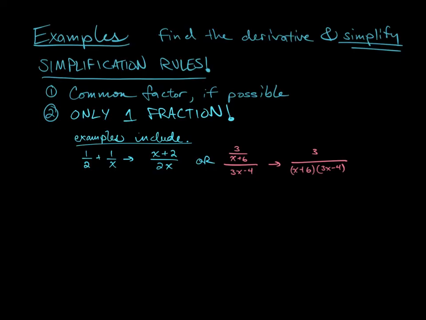That being said, with the previous two examples of derivatives, you notice that there wasn't too much simplification happening. And that is because I have not given you some simplification rules for derivatives. And that means when you see these words, find the derivative and simplify, there are some rules that you should follow. The first one being common factor if possible. If you can common factor something out of all of the terms, do it.